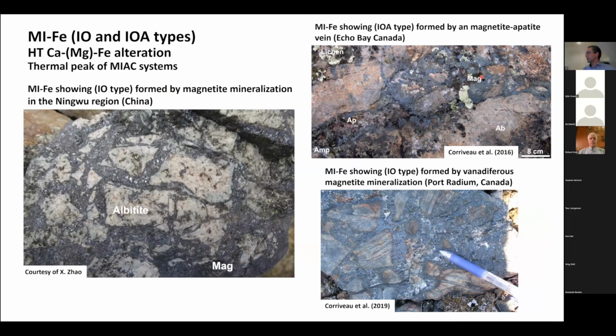Here we have veins of magnetite with apatite to form iron oxide apatite type of mineralization. This is from Northwest Territories in the Great Bear Magmatic Zone. And this one too, where we have brecciation of a rock by magnetite to form iron oxide type of mineralization. In this case, the magnetite is also vanadiferous, and this is all forming an iron vanadium type of mineralization.